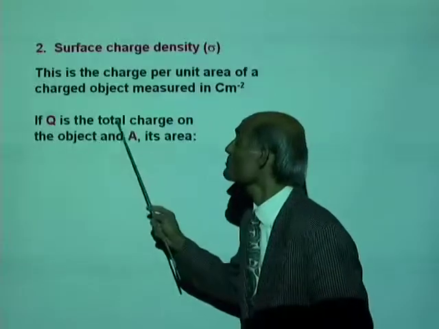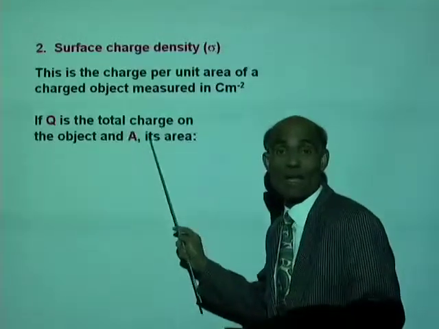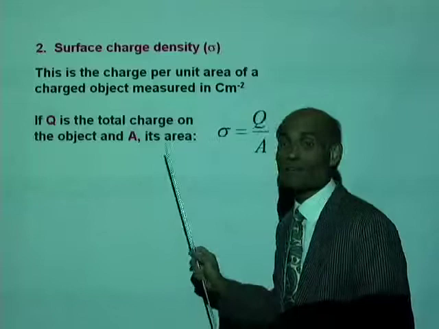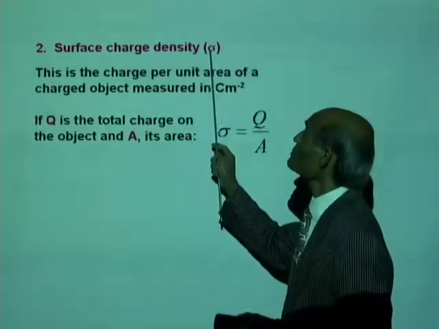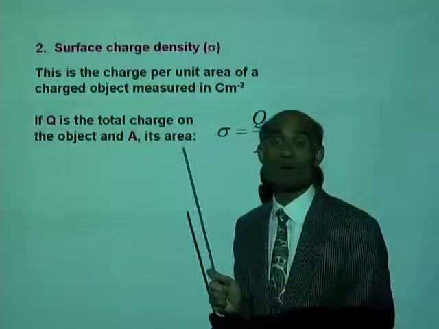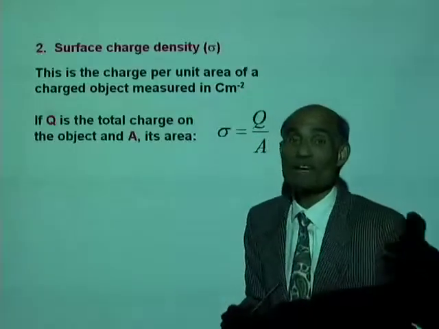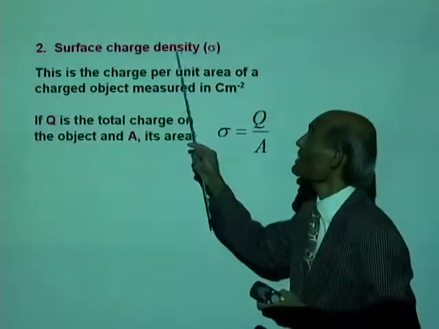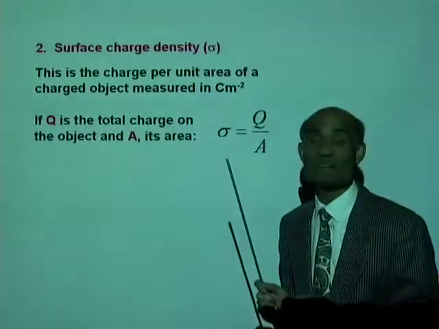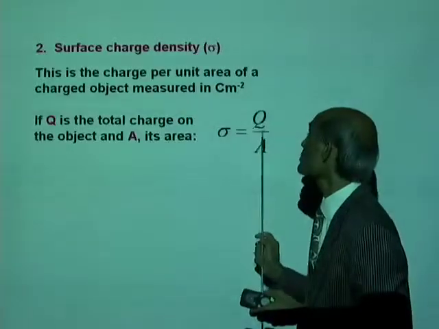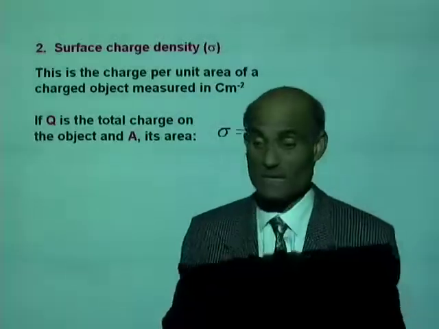If Q is the total charge on an area A, then the surface charge density is represented by sigma. We will use that very often as we move on. Surface charge density is represented by sigma equal to Q over A.